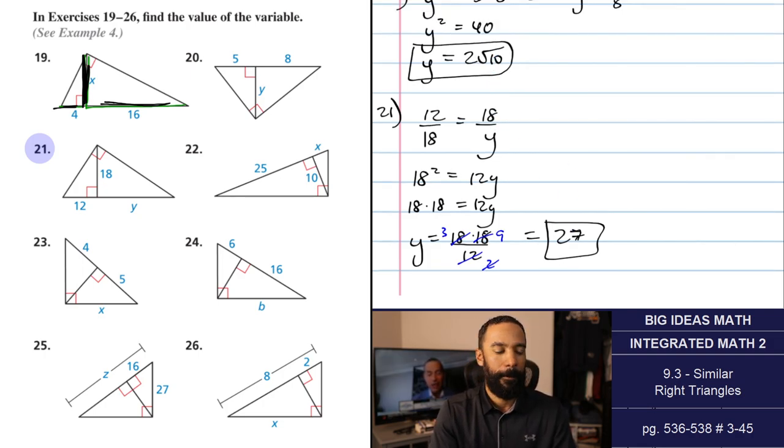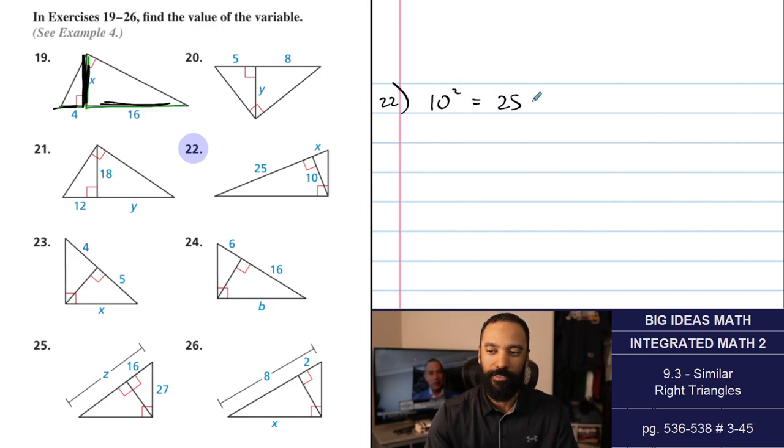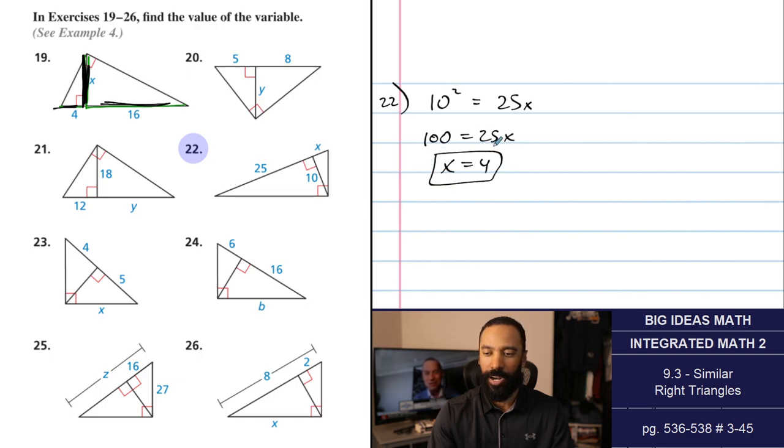There's number 21. Number 22, once again, the same kind of setup as the altitudes drawn with the 10, but this time 10 is the geometric mean of 25 and x, as if to say that 10 squared equals 25 times x. Well, 10 squared is 100, and divide both sides by 25, you will get x equals 4. I leave it at that for you.